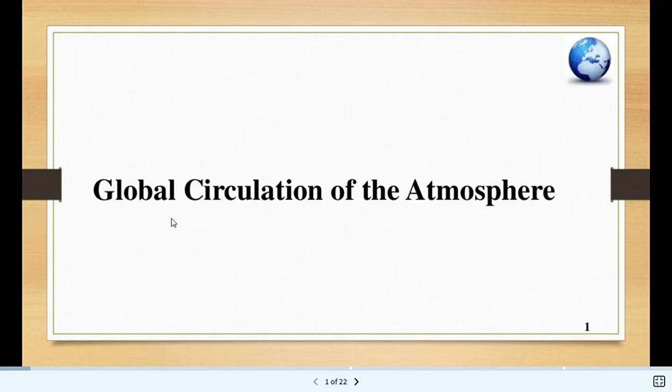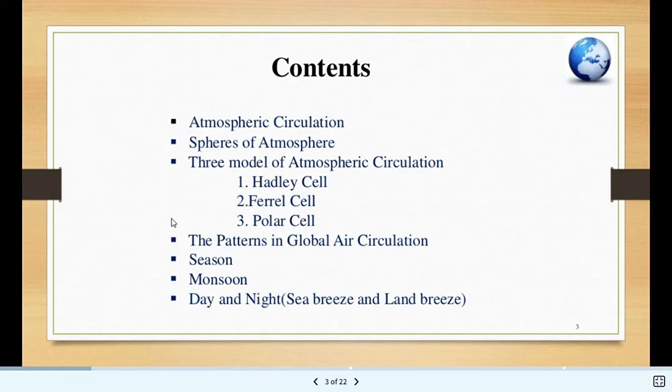My topic is all about global circulation of the atmosphere. Contents: atmospheric circulation, spheres of atmosphere, the three models of atmospheric circulation. Number one is Hadley cell, Ferrel cell, and polar cell. The patterns in global air circulation, season, monsoon, day and night, sea breeze, and land breeze.